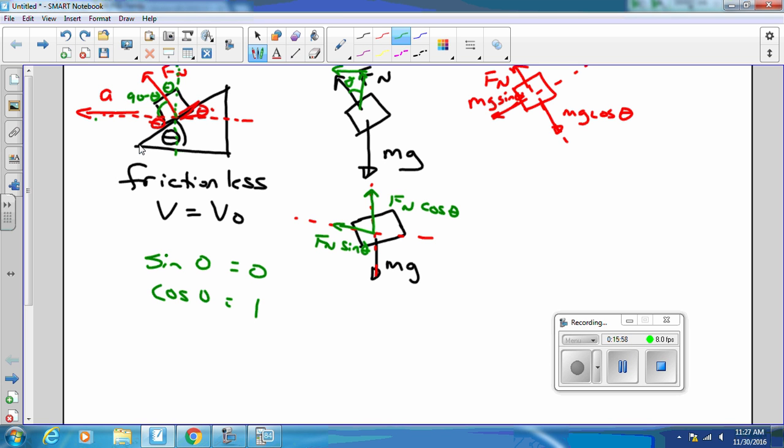Is Fn sine theta always perpendicular with mg? Fn sine theta is always going to be opposite to theta. That's the best way to think of it. So how did you know to make Fn sine theta a straight line through the triangle? Or through any vector.